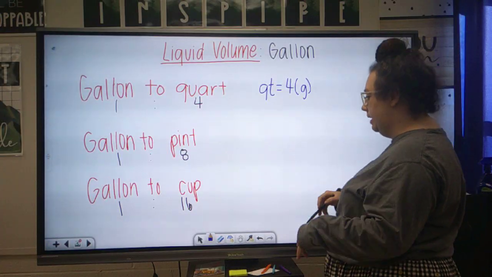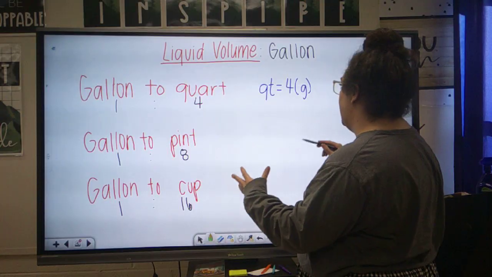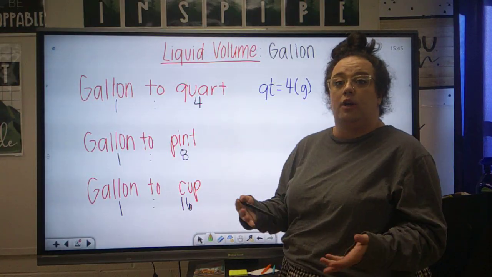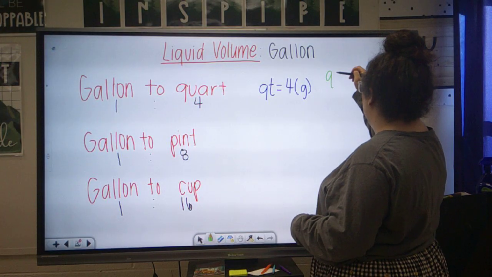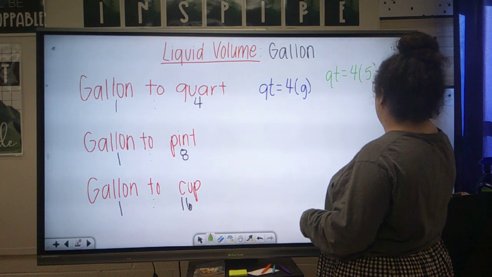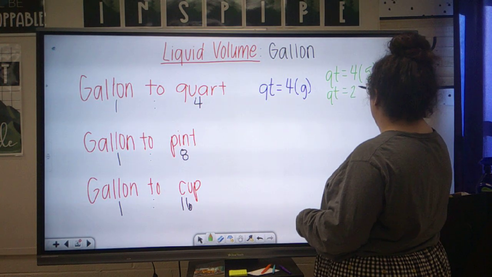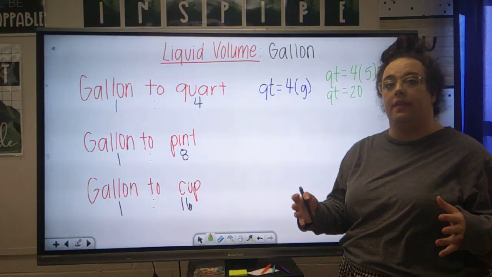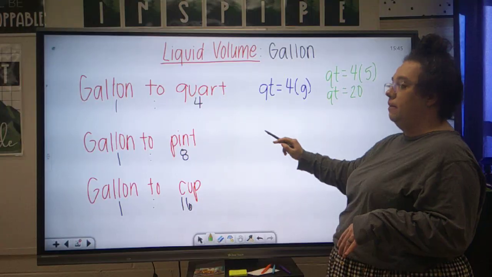So what that means is, let's say I had 5 gallons and I wanted to know how many quarts that was. I would solve quarts equals 4 times my 5 gallons. Quarts would equal 20. I'd be able to find that there are 20 quarts in 5 gallons by multiplying my equation.